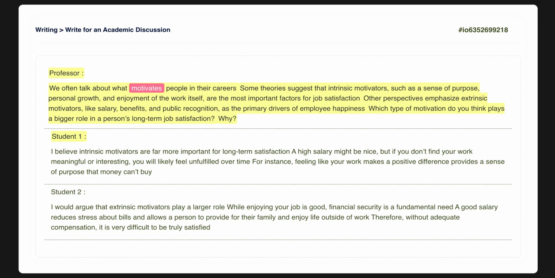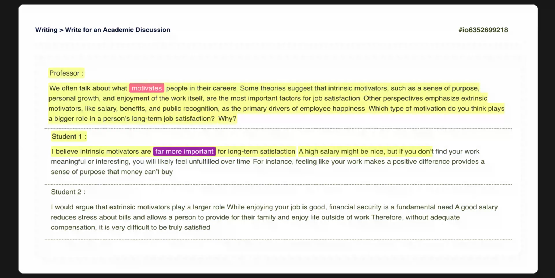Student 1: I believe intrinsic motivators are far more important for long-term satisfaction. Student 1 takes a clear stand, using the phrase, far more important, to emphasize that internal feelings outweigh external rewards over time. A high salary might be nice, but if you don't find your work meaningful or interesting, you will likely feel unfulfilled over time.